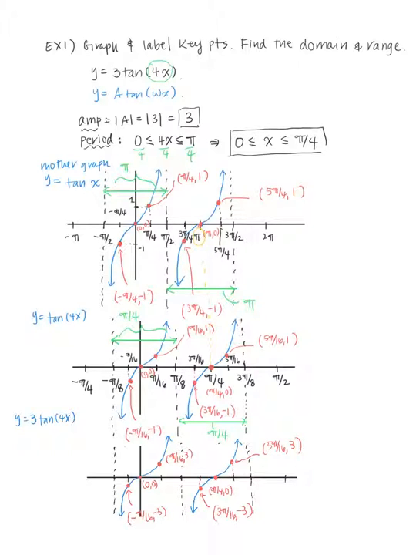Alright, so let's go with the domain and the range. Domain is going to be the set of x values such that, well, you could just write it like this: x cannot equal negative pi over 8, or where the vertical asymptotes are, pi over 8, and then 3 pi over 8, and so on. That's good enough for me. And of course the range is going to be all real numbers. The set of y such that y is all real numbers. And there you go.